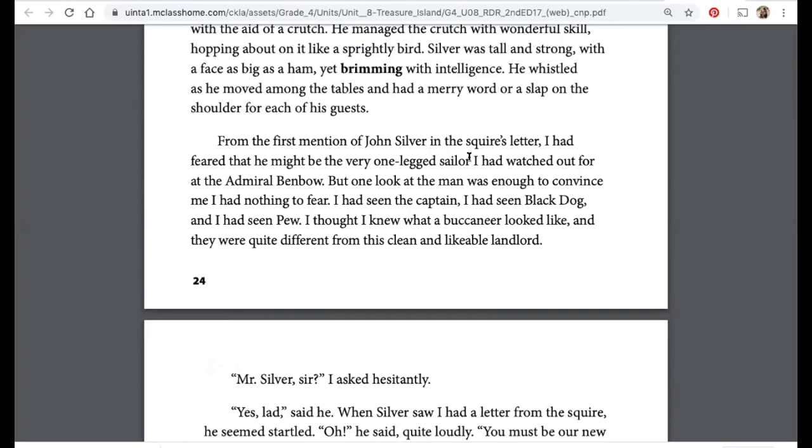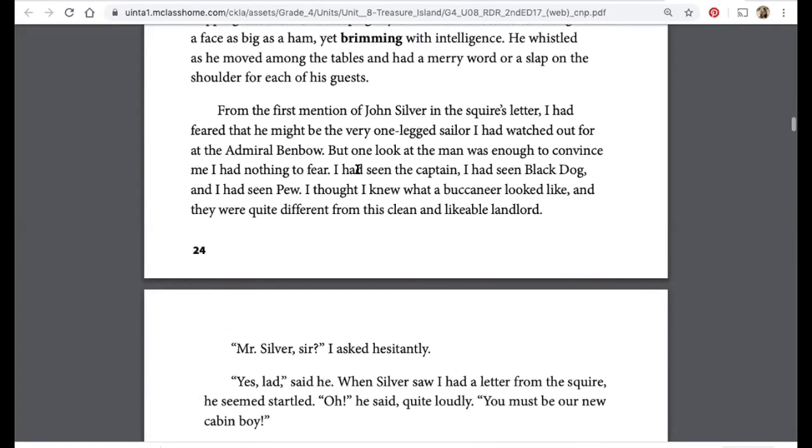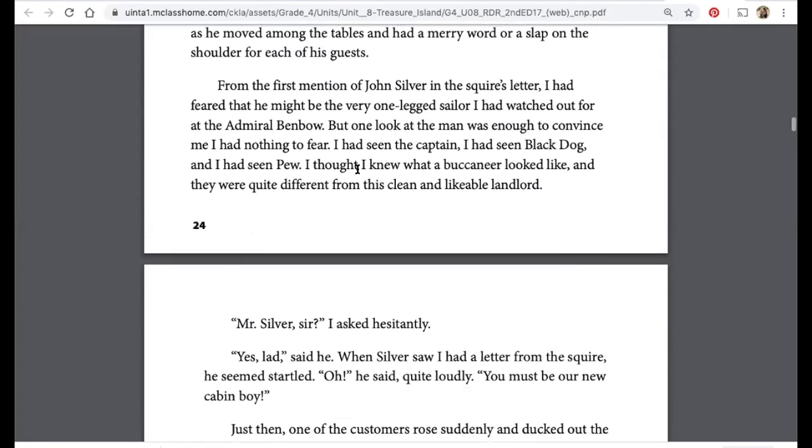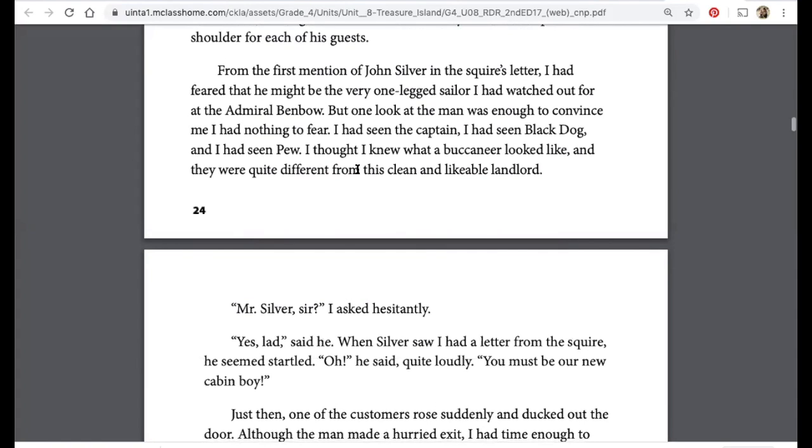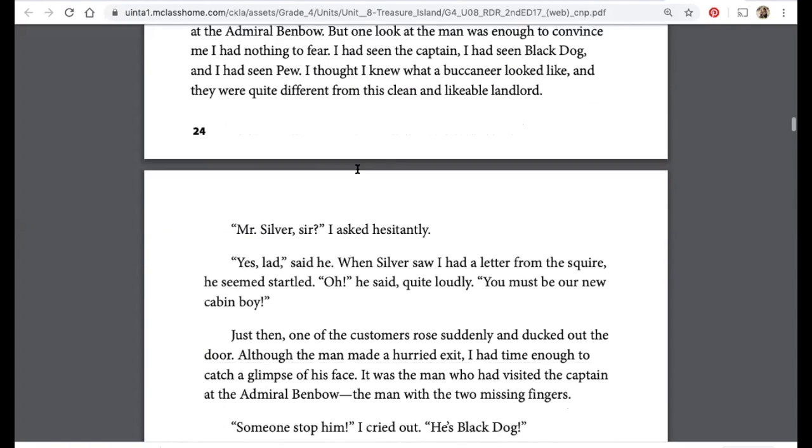So I don't know. Here he's kind of not really sure if he's that same person that he was told to watch out for. But one look at the man was enough to convince me I had nothing to fear. I had seen the captain, I had seen Black Dog, and I had seen Pew. I thought I knew what a buccaneer looked like, and they were quite different from this clean and likable landlord.